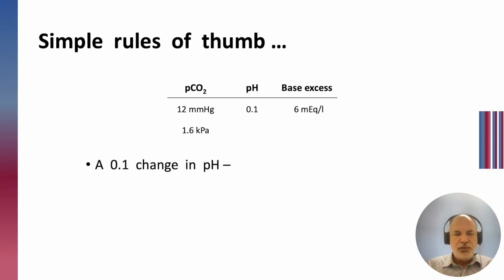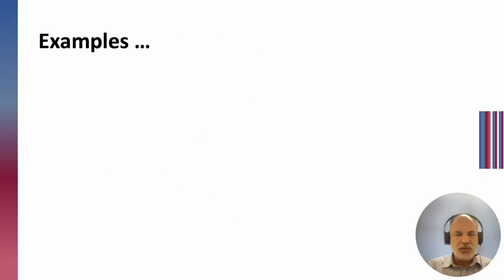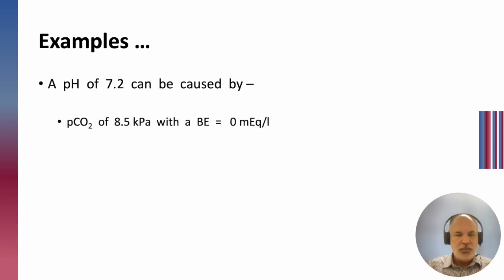So to go through this in more detail, as I've already said, a 0.1 unit change in pH would be created if we have a change in CO2 of 1.6 kilopascals or a change in base excess of 6 millimoles per liter, or a mixture of the two. And so to give you some examples, a pH of 7.2 could be caused by a PCO2 of 8.5 kilopascals. In other words, it's gone up twice 1.6 kilopascals, but there's no change in the base excess or the standard bicarb at all. In other words, a pure respiratory acidosis.